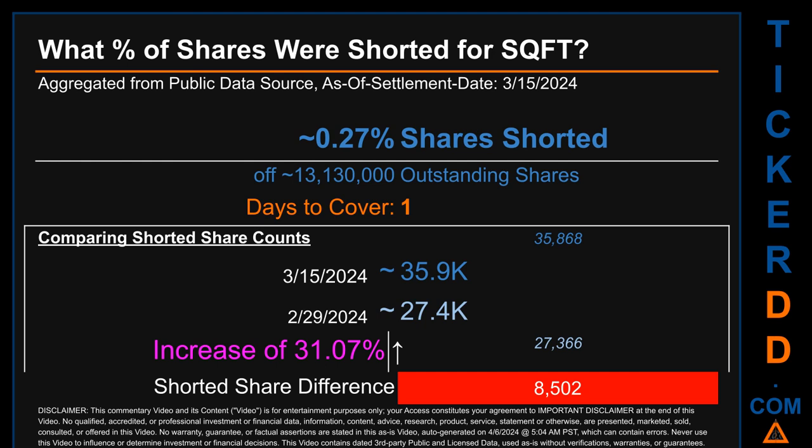When I compare the current 2-week period data snapshot against the previous period, ending in settlement date, February 29, 2024, I find that the current snapshot had roughly 8.5 thousand more shares shorted. This means that, compared to the previous snapshot, the current snapshot has an increase of 31.07% of shorted shares.